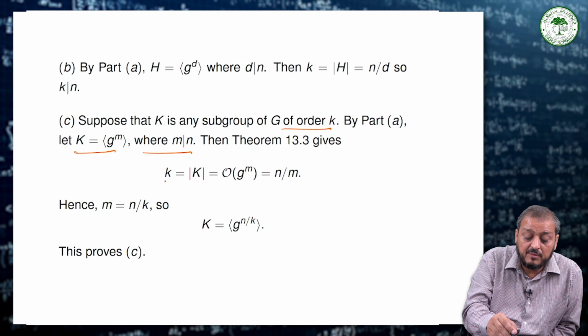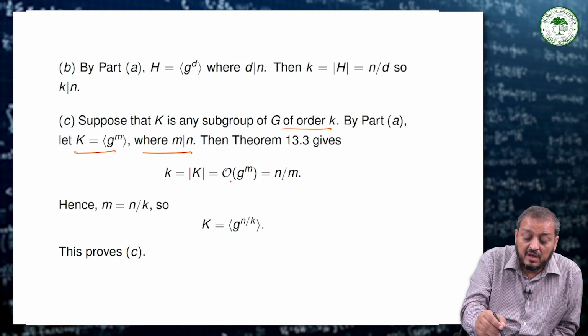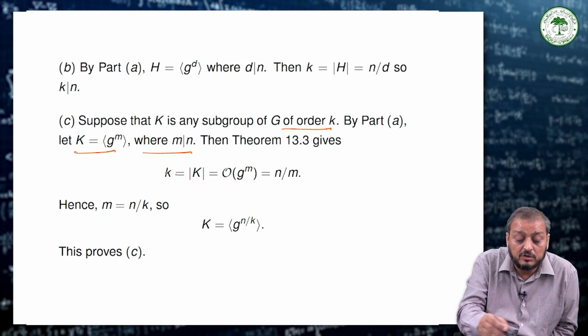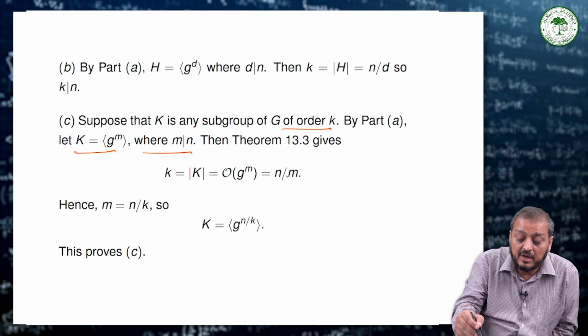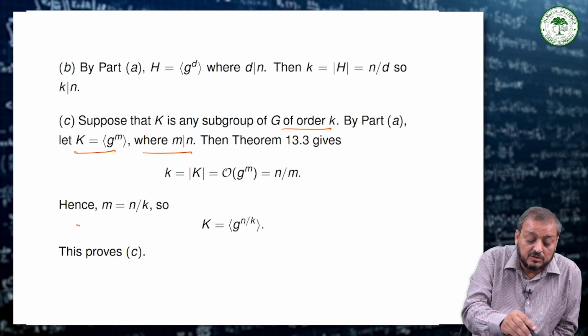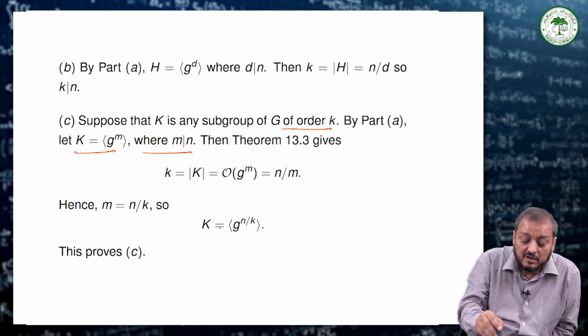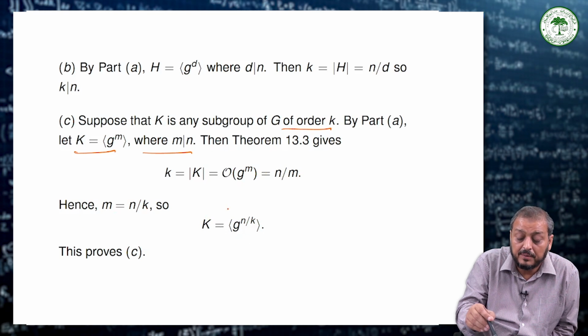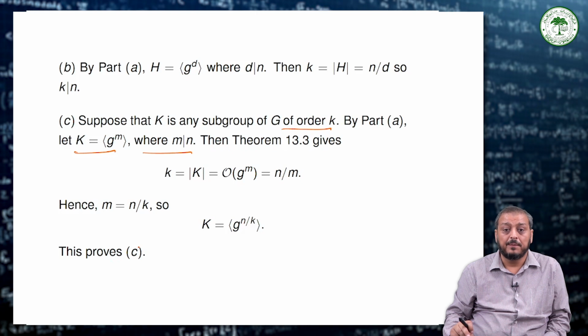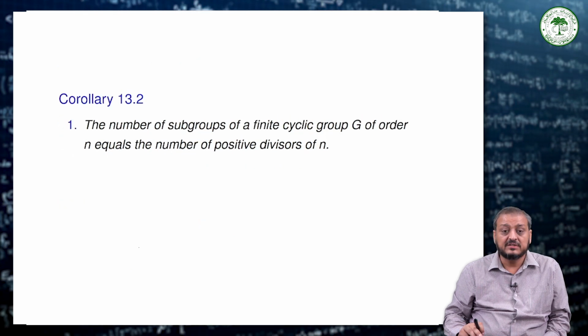Then the order of K is equal to the order of g to the power m, which is n divided by m. So, m is equal to n divided by k. So, K can be written as generated by g to the power n over k, and this proves the last part of this theorem.